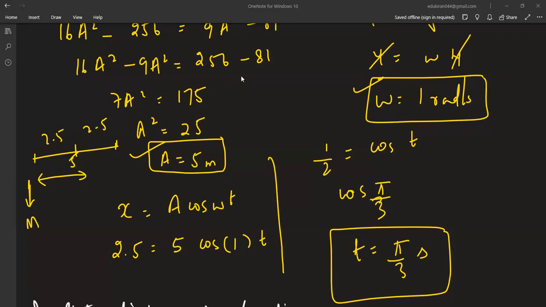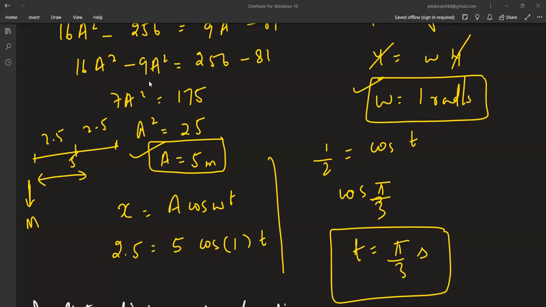And similar is the logic for force also, away from the mean position or towards the mean position, because the mean position is our reference point. So we don't consider -5 here, because we are calculating the distance.